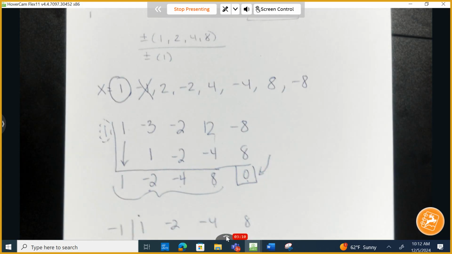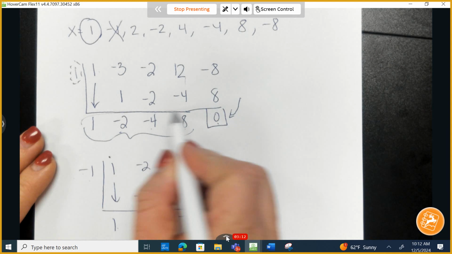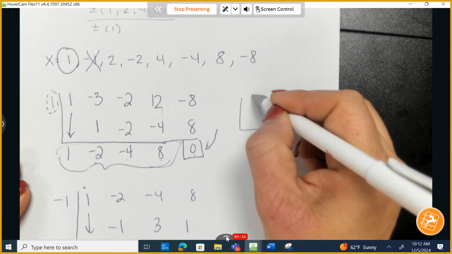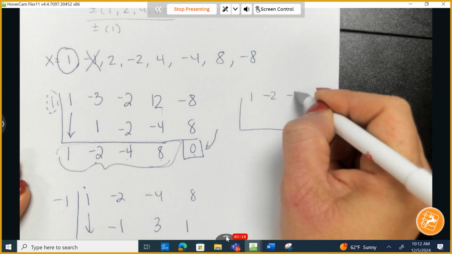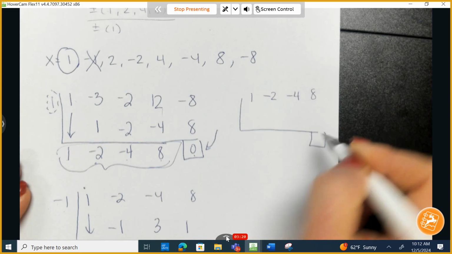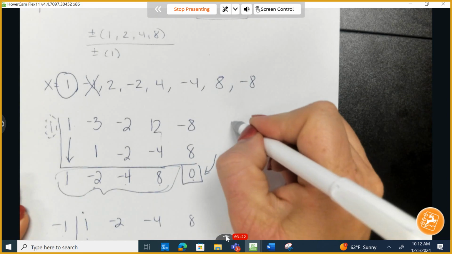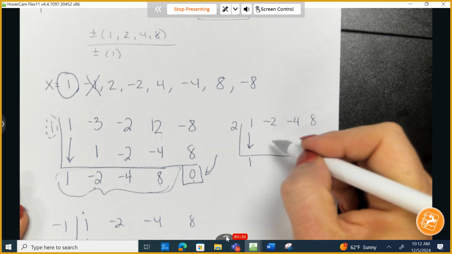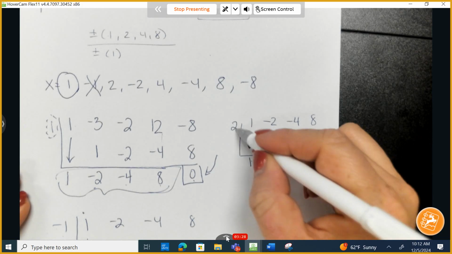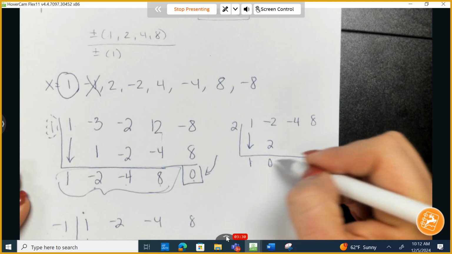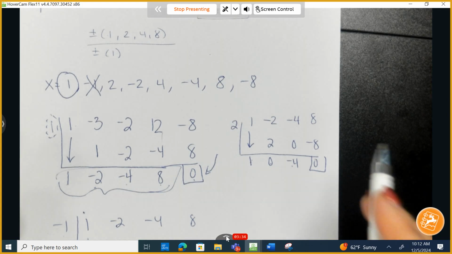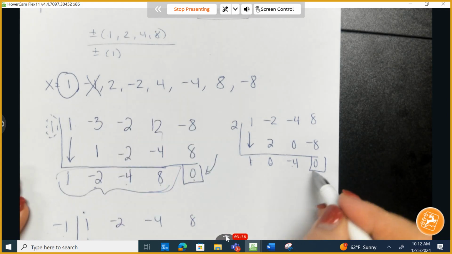It's not a solution. I'm still going to continue to use these numbers as a shortcut, so I'm going to write a little bit smaller here so we all can see: 1, negative 2, negative 4, and 8. I'm now going to test positive 2. I drop down the first number. I multiply. That's the mama part of the acronym. Multiply, add down. Multiply, add down. Multiply, add down. And now I achieved an answer of 0.